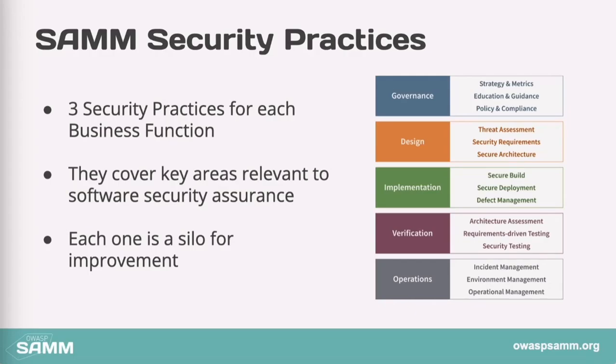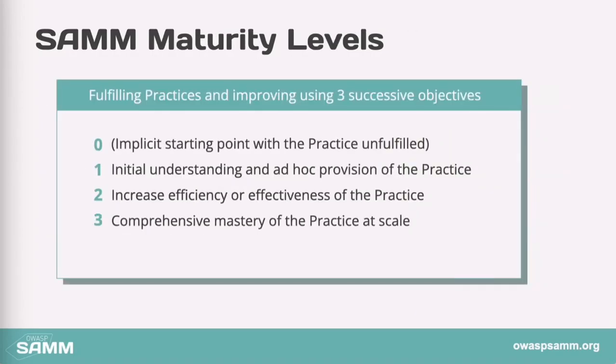Now, as I've noted, there are 3 practices under each business function, and the idea is for each of those practices to cover key areas relevant to software security assurance. And each of these practices is a silo, and what we mean by the word silo is that the practices are decoupled enough that you can make improvements in one practice area without being required to make improvements elsewhere, just to gain any benefit.